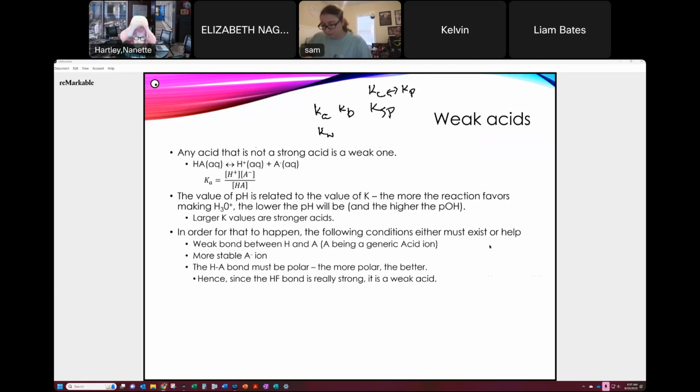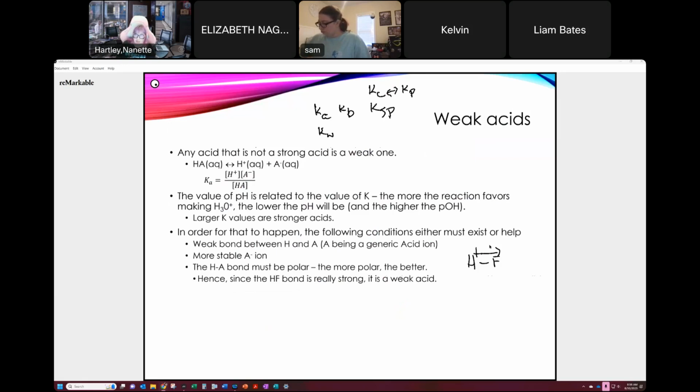But HF is one of the really, really great polar bonds. HF is an extremely polar bond. The problem is the size of these guys. So even though my electron density lies like this, the size of those guys is really, really small. And so it's really hard to pull them apart. That's why HF is a weak acid, not a strong acid. So that's the reasoning there.